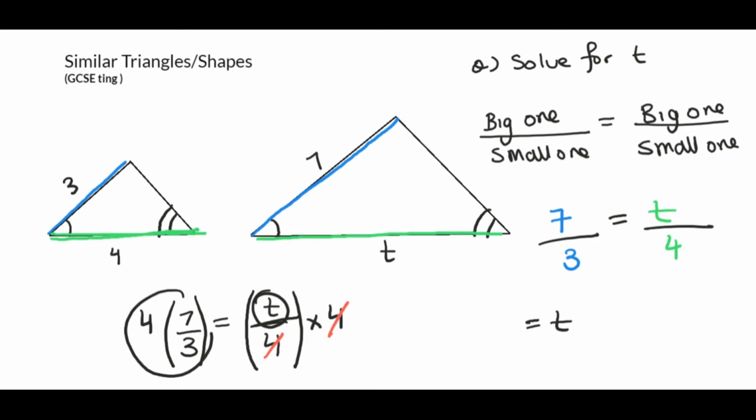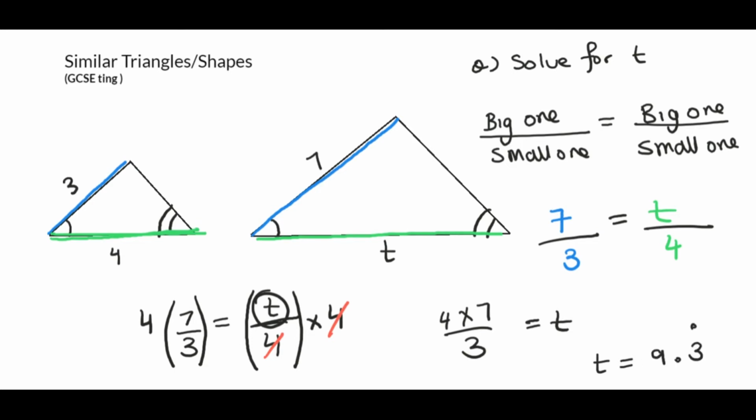And then you're left with 4 times 7 over 3 like this. Now listen, you're going to be given a calculator, so you're going to be able to find these out. So what's that? That's going to be 28 over 3. So t is going to be equal to 9.3 recurring, something like that. Or you can leave it as 28 over 3. Doesn't really matter.